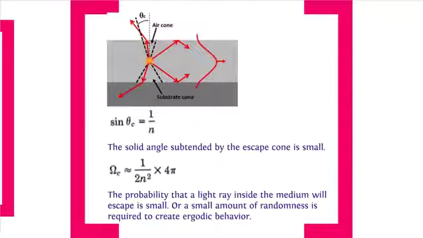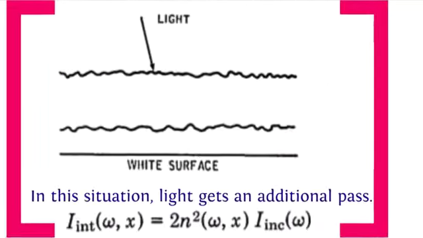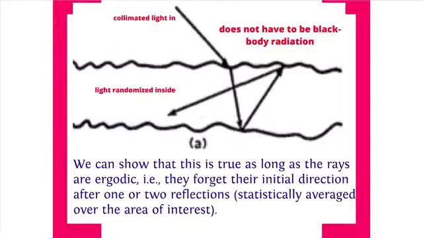So the higher the index we can get, the more we can reduce that. Obviously, reducing that is the goal. The probability that the light ray inside the medium will escape is small, assuming that the refractive index is high enough. Another way to think about it, a small amount of randomness is required to create ergodic behavior. Why? Because this, one more, this is much more likely to happen as opposed to escaping. Right? That's what we just did. Exactly.